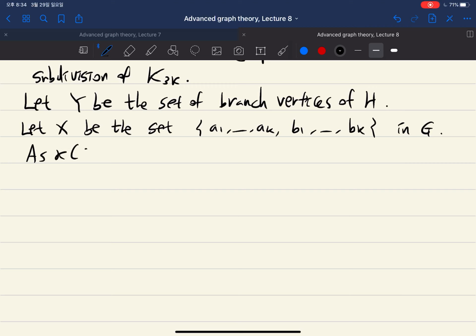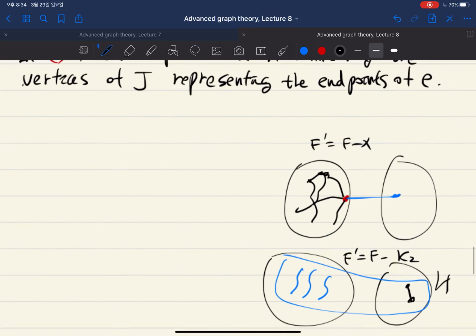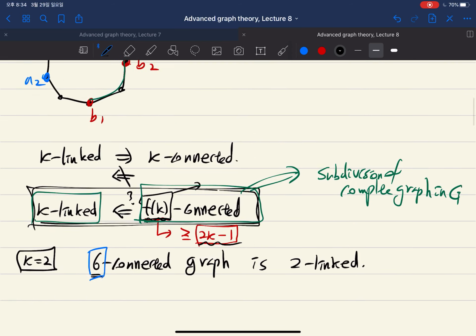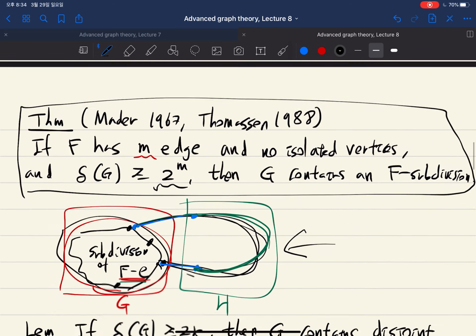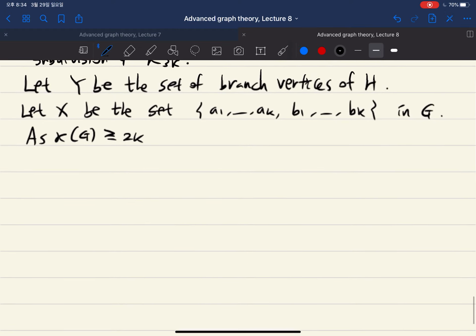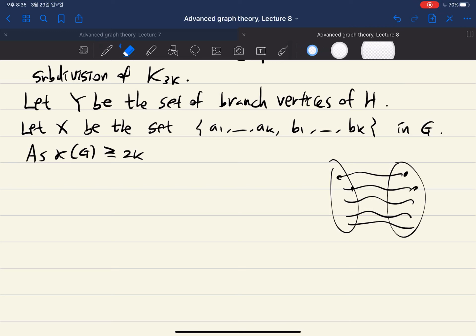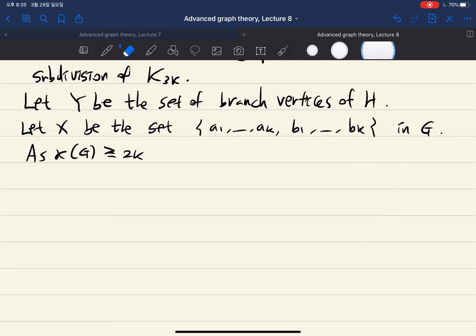As the connectivity of G is at least 2k, the Menger theorem implies that we can find 2k paths from X to Y, 2k disjoint paths. That's what we mentioned at the end of the last lecture: if we have a two-set, then you can find vertex disjoint paths between them. We have no control over which vertex is linked to which vertex, but we can find the disjoint paths, which is Menger's theorem.